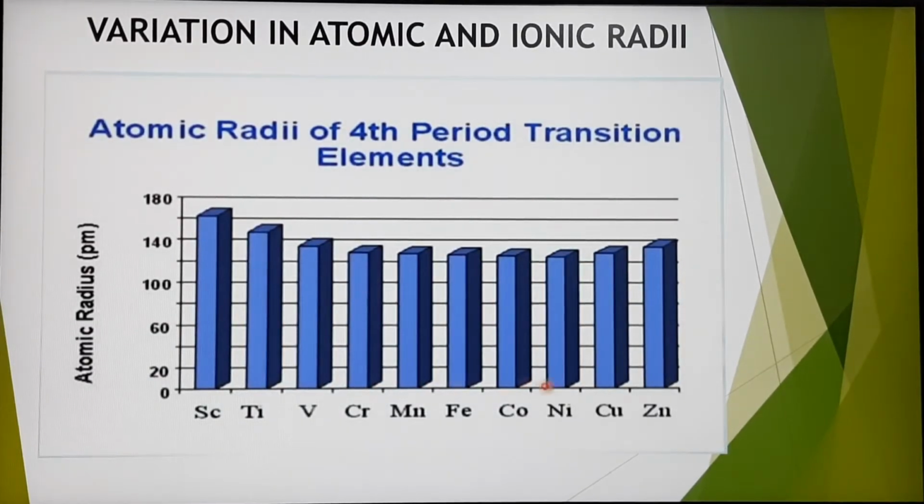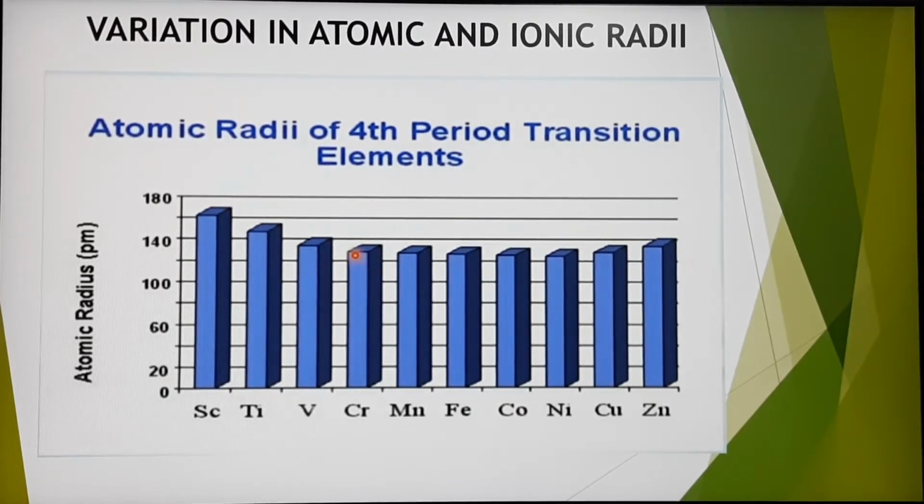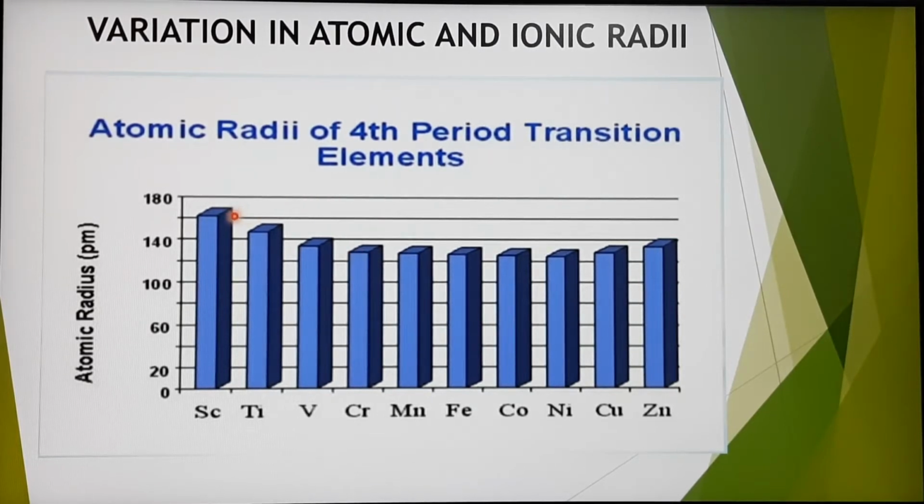see here in this bar diagram shown the variation in atomic radii. Up to chromium the trend is general, that atomic radii keep on decreasing. Now after chromium, see here, the atomic radii are almost the same, almost remain constant, and then there is a little bit of increment in the atomic radii at the end of the series.